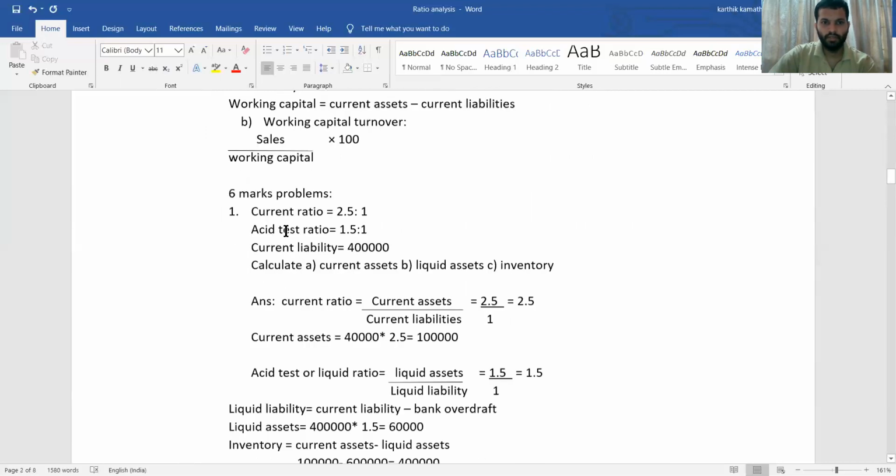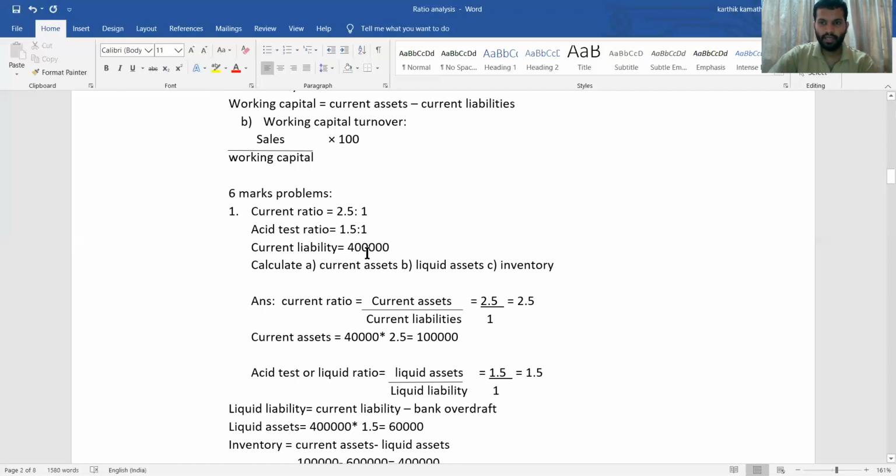So first one, current ratio is given 2.5 is to 1. Acid test ratio is given 1.5 is to 1. Current liability is given 40,000. Calculate current asset, liquid asset and inventory. For solving any problem, how are ratios represented? It can be represented by a fraction, or by percentage, or else in ratio itself.